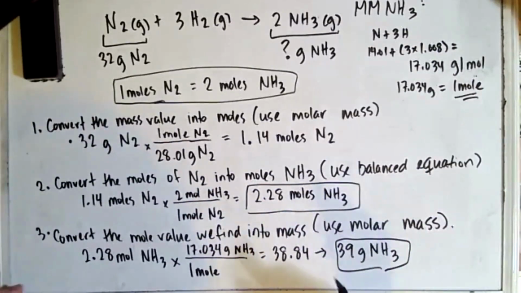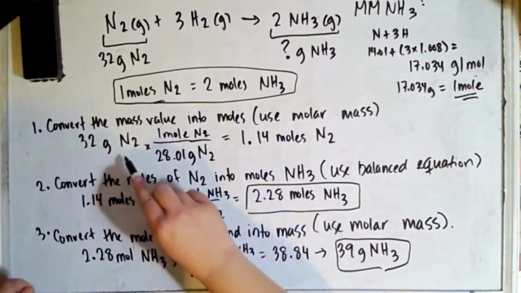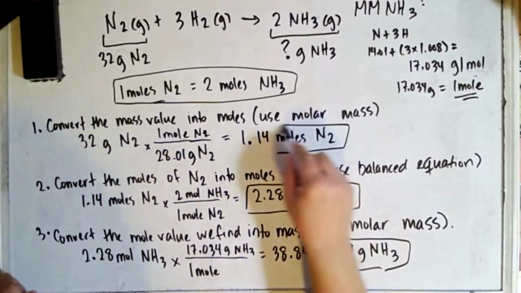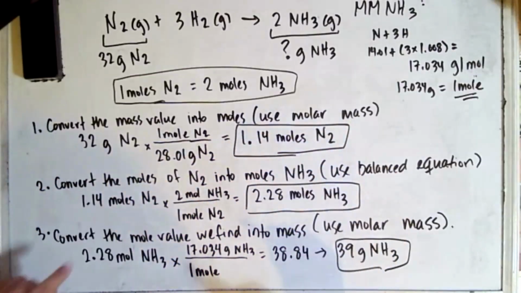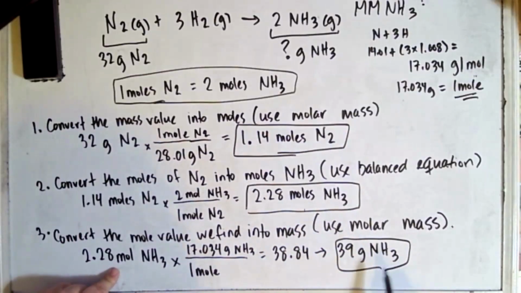Okay, so if you follow through the steps, step 1, we took our mass of our nitrogen and we turned it into moles of nitrogen. Then we took our moles of nitrogen and we turned it into moles of ammonia. Then we took our moles of ammonia and we turned it into a mass of ammonia.